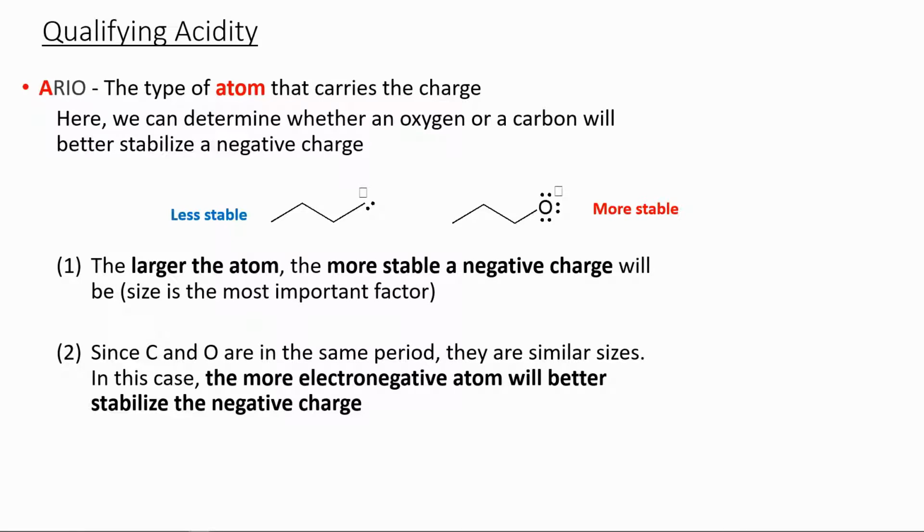So first, let's look at the electronegativity. The type of atom that carries the charge is going to play an effect as well. The larger the atom, the more stable the negative charge will be. Carbon and oxygen are relatively similar sizes. They're right next to each other. So we'll have electronegativity. The oxygen having 0.5 more electronegativity units is going to do a better job at stabilizing the negative charge that's built up when the molecules are deprotonated.